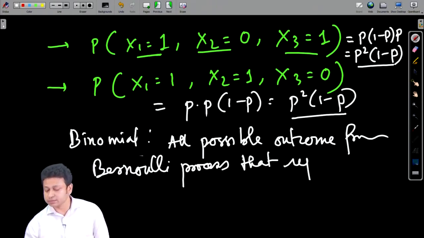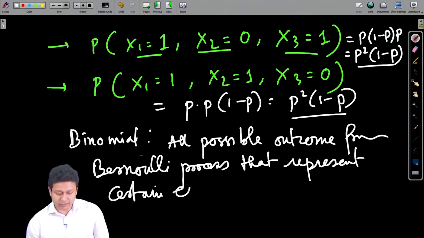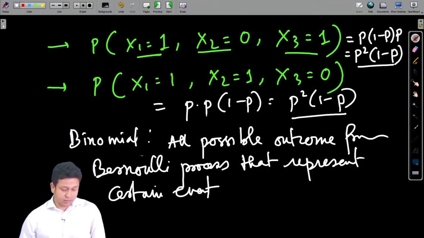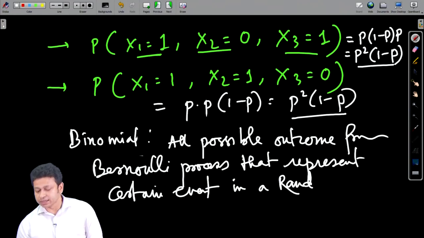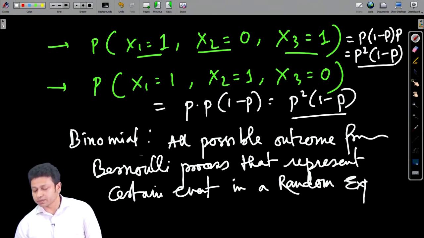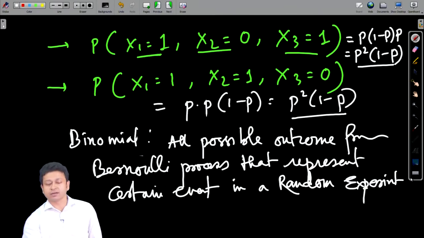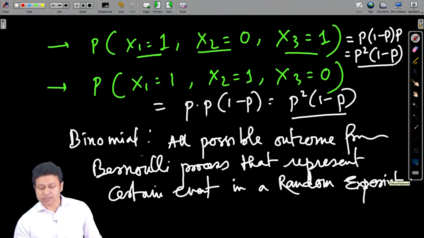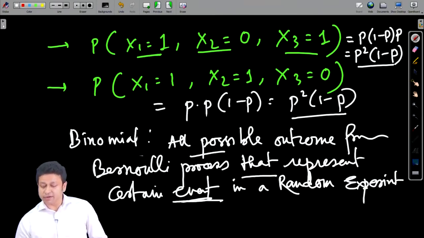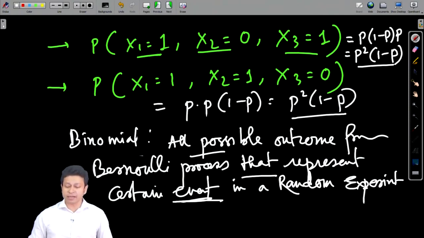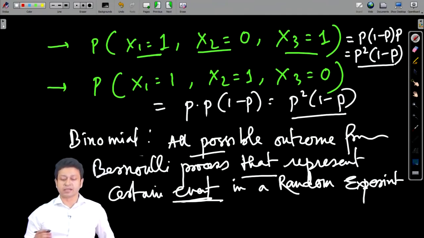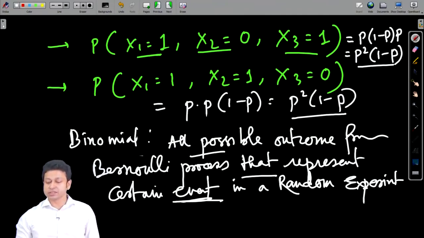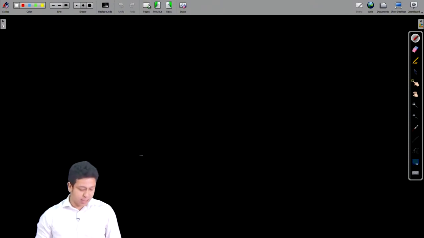That represents a certain event. So all that we are doing is running a random experiment. Instead of one particular outcome, we are talking about all the possible outcomes that represent a certain event. The certain event here is 2 heads 1 tail. So the moment I talk about a certain event, it becomes a binomial distribution, and you need to add this up.